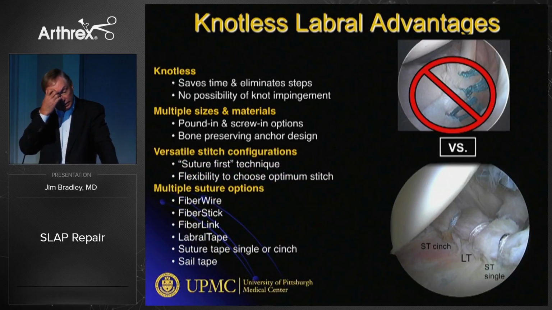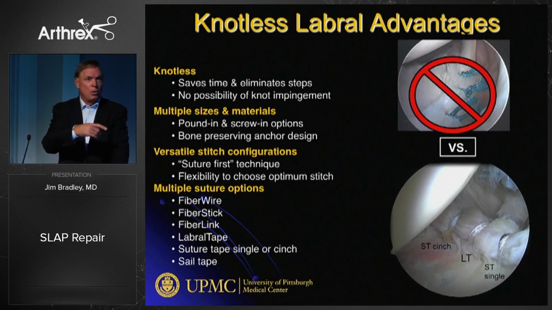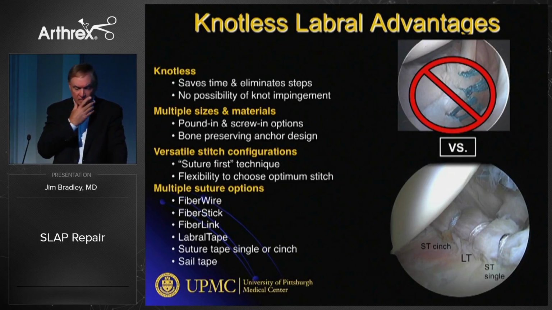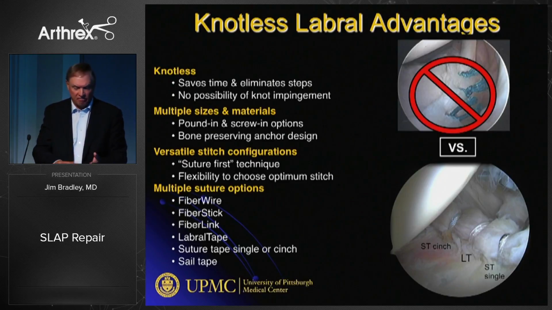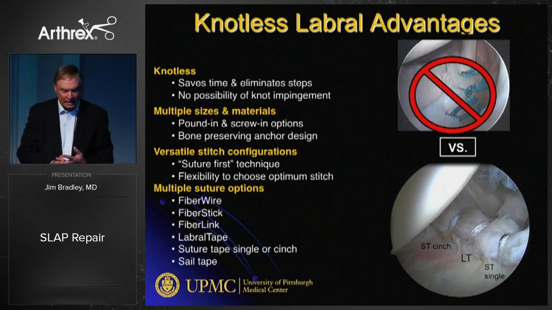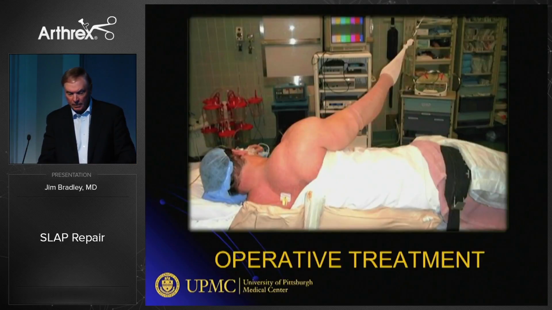It's very versatile. You can use a suture-first technique, or you can use the knotless suture tack, where it's an anchor-first technique. You have multiple suture options. So if you don't like the one that I think would be good, you have all these suture options. You've got FiberWire, FiberStick, FiberLink. You have labral tape, you have suture tape, and then sail tape.